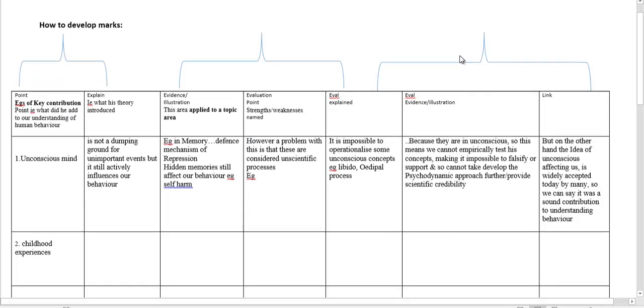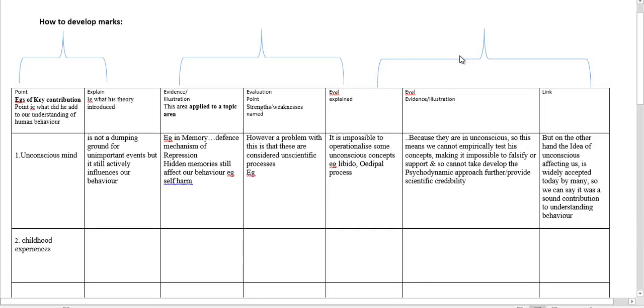Okay, so remember, this is just a suggestion. I'm sure a lot of you could do loads better with this. I'm just doing it as a quick illustration for you so that you can get going with these on your own. Okay, so we've got our point, an example of a key contribution.